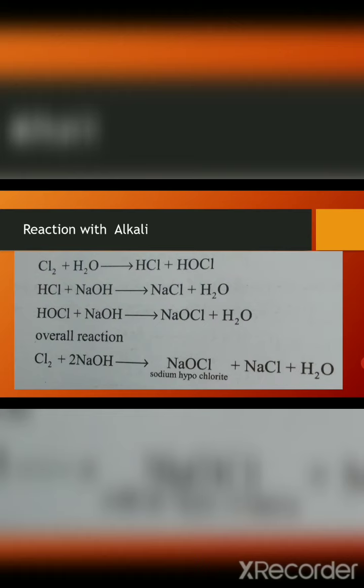Then HOCl plus NaOH gives NaOCl, sodium hypochlorite, plus water. So when you see the overall reaction for all the three, see the fourth equation, Cl2 plus 2 NaOH gives NaOCl, that is sodium hypochlorite, plus sodium chloride plus water.